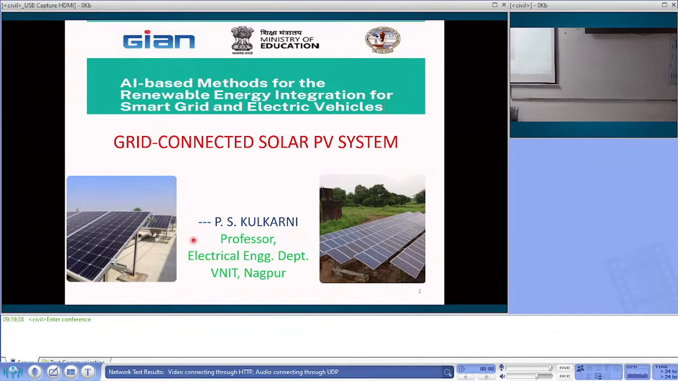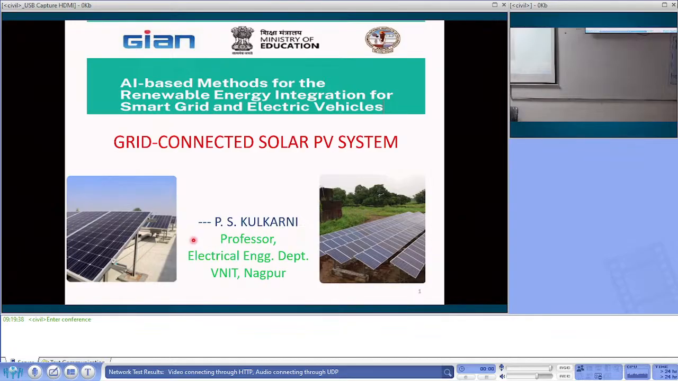The entire canal is covered. That is the only one in canal top. And floating solar, the area in which my scholar Mamta is doing PhD, and Sai is doing MTech project. So all these systems are grid connected. Okay.